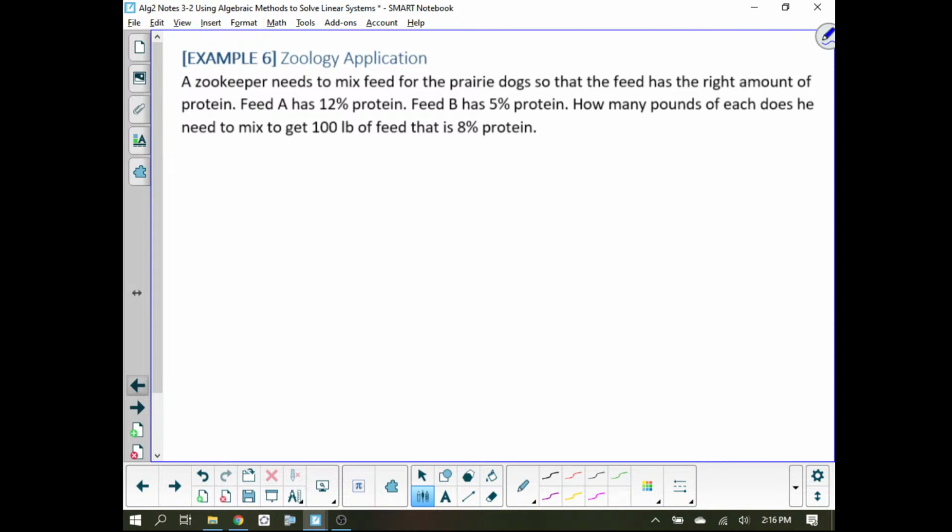So let's try, again, we're going to pick variables. So x and y. What are the two things that we're mixing together? Like, what are the unknowns here? The amount of feed A and feed B. So this is pounds of feed A and pounds of feed B.